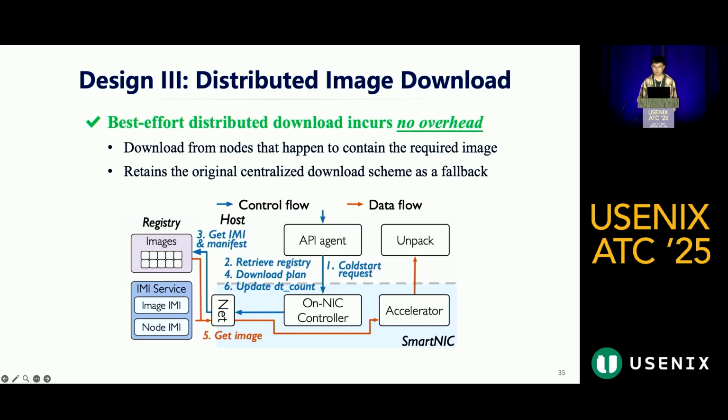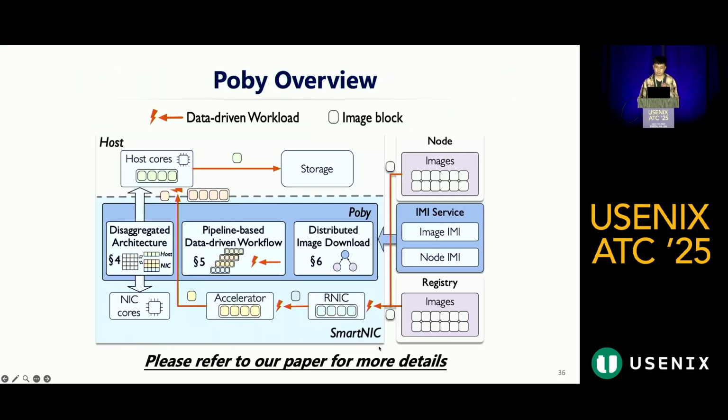Our third design is distributed image download. We further proposed a best-effort distributed download to minimize the overhead of distributed image caching. Specifically, we only download images from nodes that happen to contain the required images, without proactively caching. This workflow is shown in this figure. This figure summarizes our system's 3 core designs. For more details, please refer to our paper.